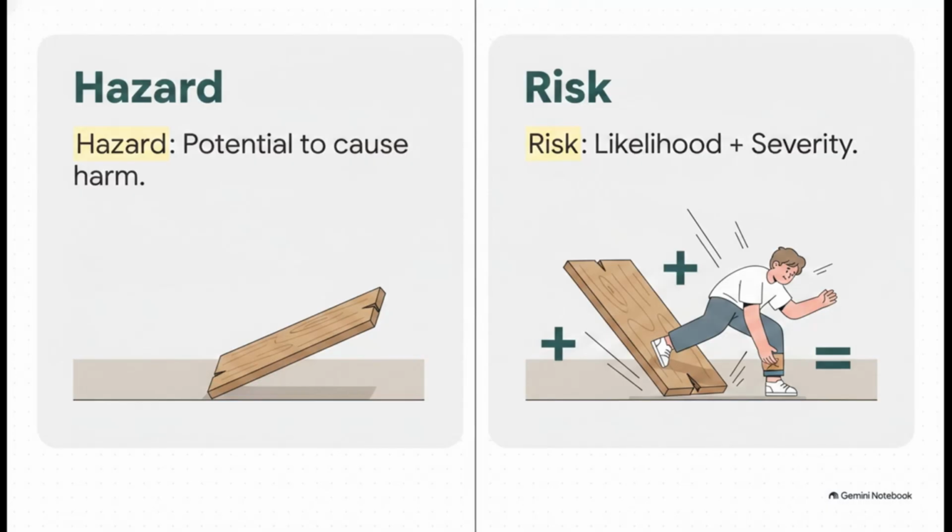The really crucial takeaway here is this direct comparison. Hazard equals the potential to cause harm. Risk equals likelihood plus severity. So, a loose floorboard, that's a hazard. The risk is the high likelihood of someone tripping over it, combined with the moderate severity of, say, a sprained ankle. See? They are permanently linked, for sure, but they are absolutely not the same thing.